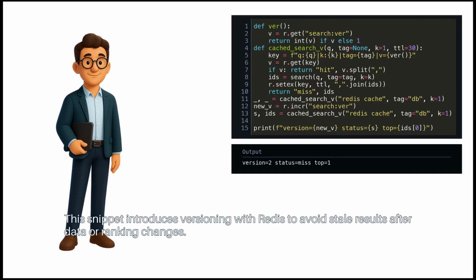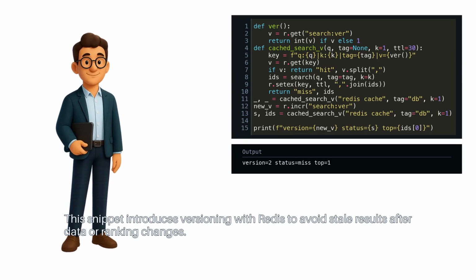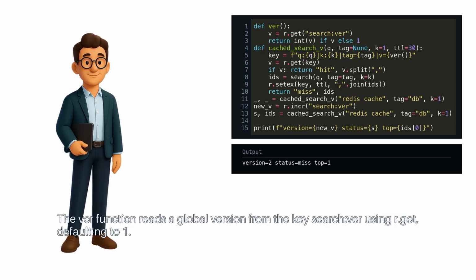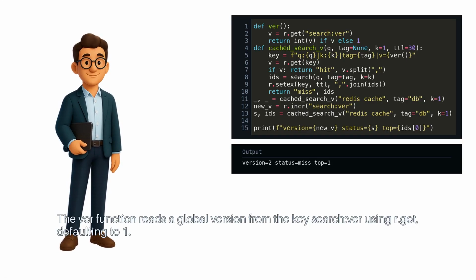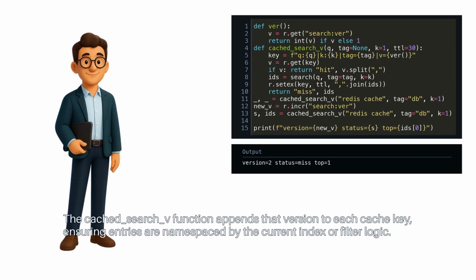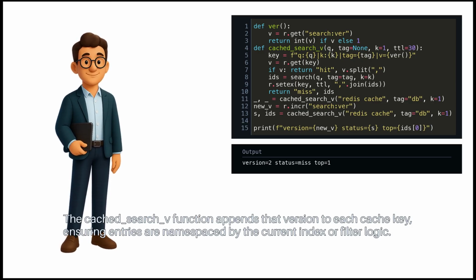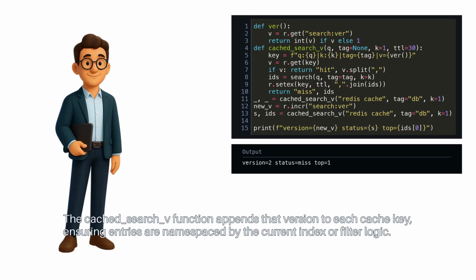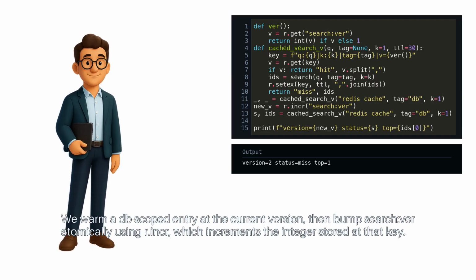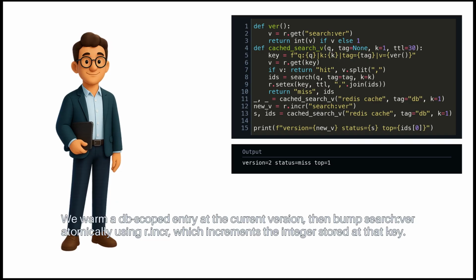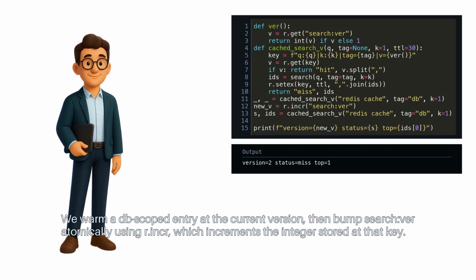This snippet introduces versioning with Redis to avoid stale results after data or ranking changes. The ver function reads a global version from the key search ver using r.get, defaulting to 1. The cached search v function appends that version to each cache key, ensuring entries are namespaced by the current index or filter logic. We warm a DB-scoped entry at the current version, then bump search ver atomically using r.incr, which increments the integer stored at that key.